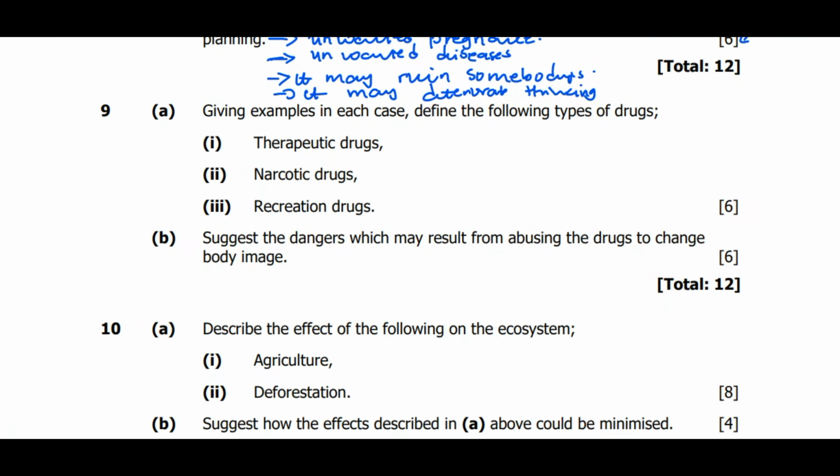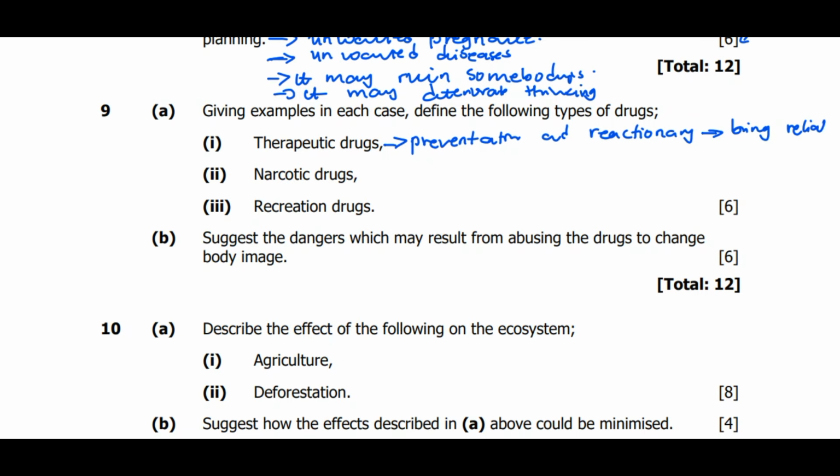Then question 9. Give examples in each case. Define the following types of drugs. So the first one, we are looking at therapeutic drugs. These are drugs that are used to, first, prevent. So we are looking at preventative and reactionary. Thus they bring relief.